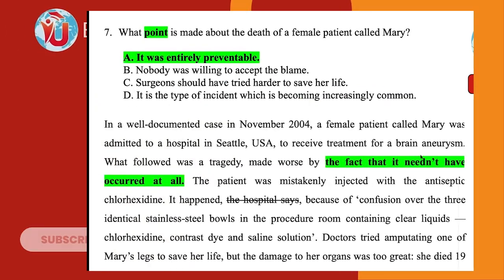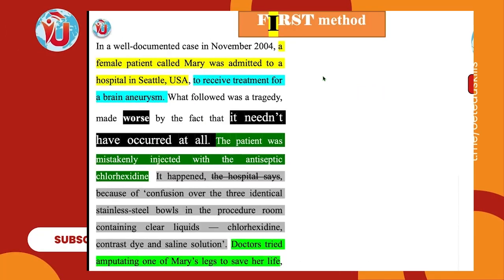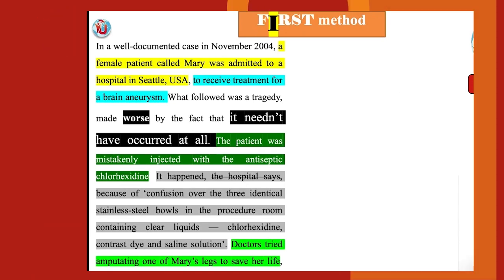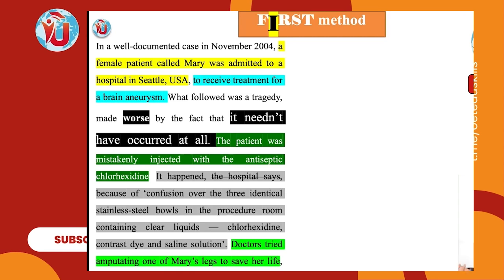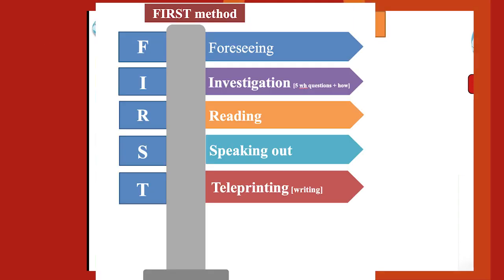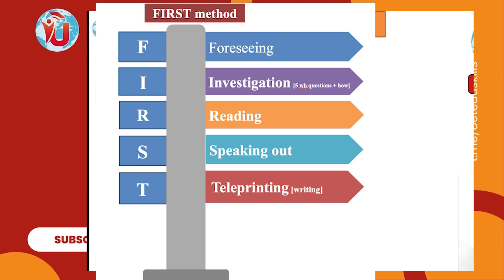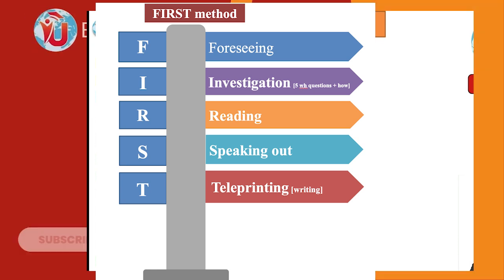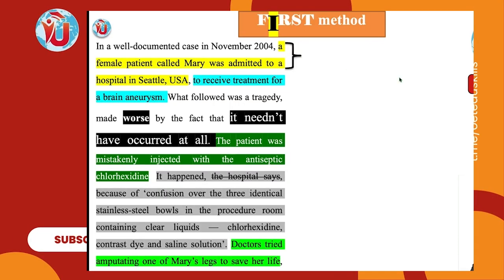Now you see the fact that it did not happen. The structure we will see, the first method, as per your writing structure, is another way you can connect with writing. Now the first method, FIRST. F stands for foreseeing, meaning predicting. I stands for investigation, asking who, what, where, when, how. R stands for reading, S stands for speaking out, T stands for teleprinting, meaning writing. These are the 5 steps of reading.